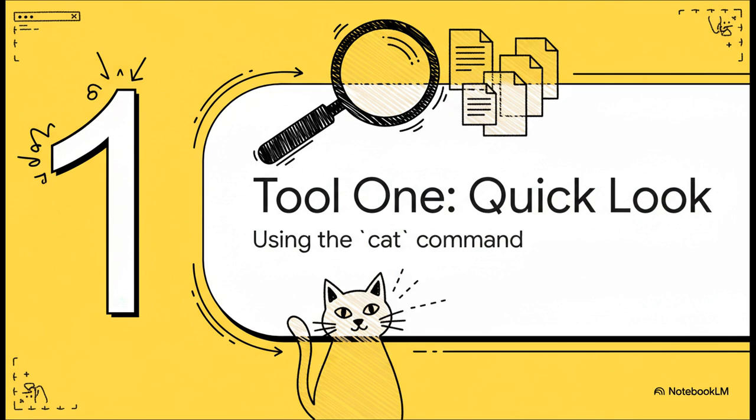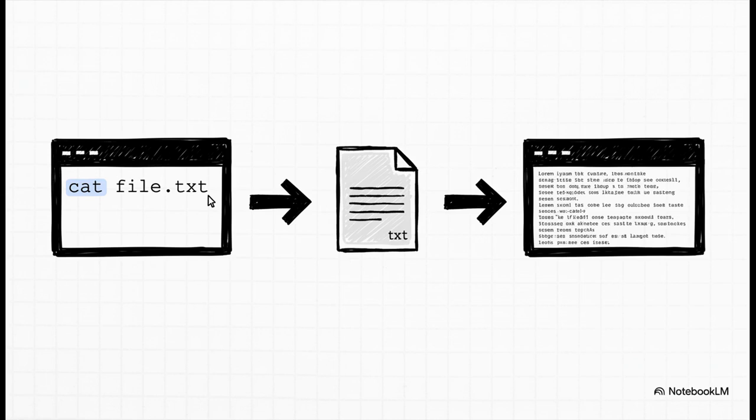All right, first up in our kit is the simplest tool of them all, cat. I want you to think of this one as your quick magnifying glass, perfect for just taking a fast peek inside a small file. And using it could not be easier. You literally just type cat and then the name of the file. Bam! The entire contents of that file are instantly plastered onto your terminal.